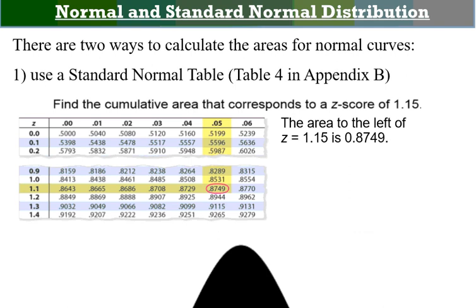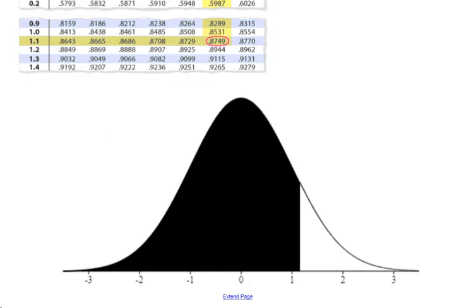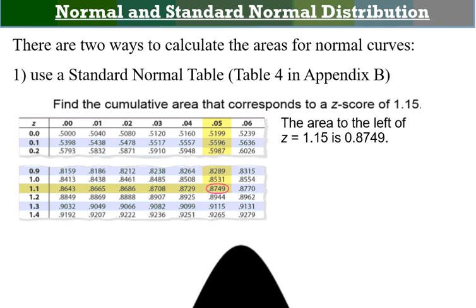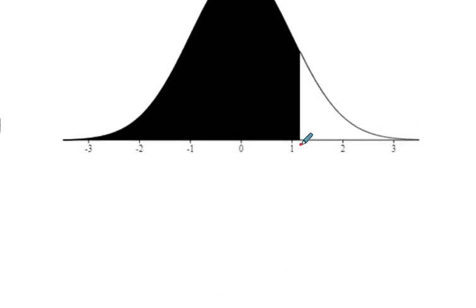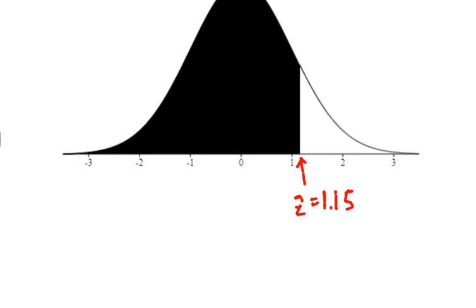There are two ways to calculate the areas for normal curves. One is to use a table. The second way is to use a calculator. We're going to show an example of using the table. Let's say you find that some value occurs with a standard deviation of 1.15. So its z-score is 1.15. It is 1.15 standard deviations above the mean. The question is, what's the probability of having something left of that?